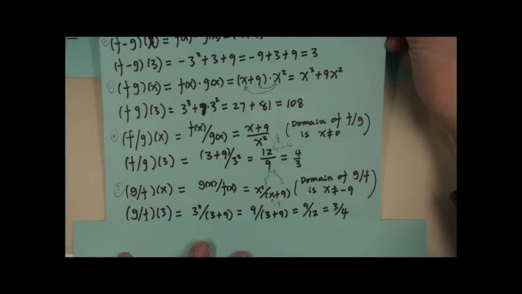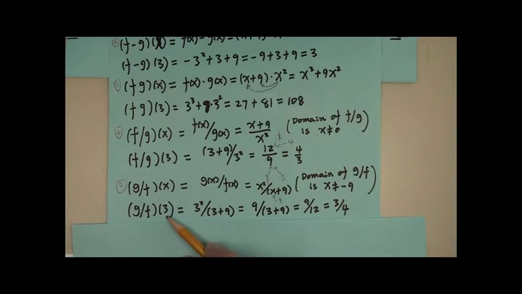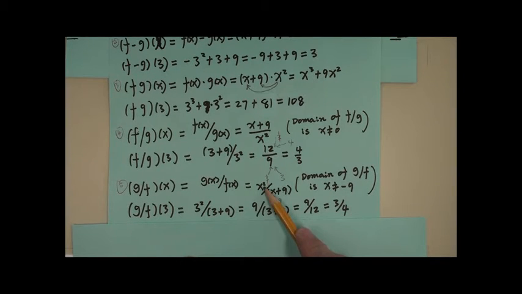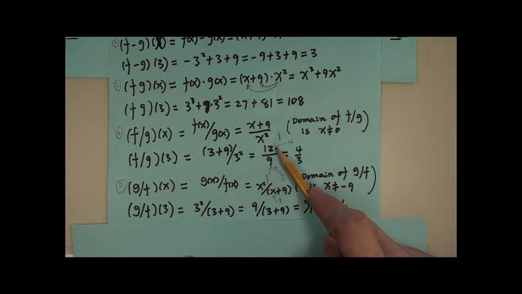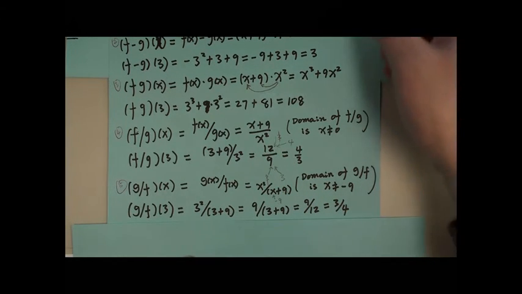Okay, then what is the value of the function when x is 3? Plug in 3, and here plug in 3 also. 3 squared is 9. 3 plus 9 is 12. Okay, cancellation can be made as above, so it's 3 over 4.